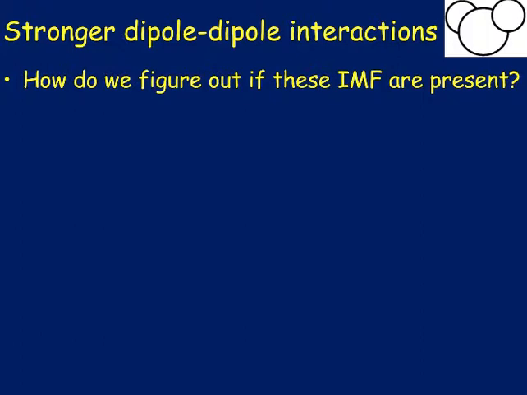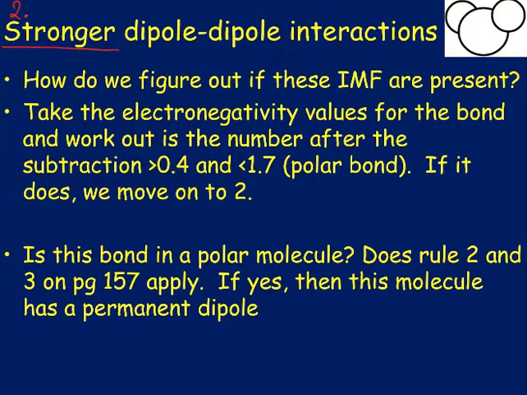So the next intermolecular force is called dipole-dipole interactions, and this gets the descriptor stronger because it's stronger than van der Waals. So how do we figure out if these intermolecular forces are present? The first thing that we do is we take the electronegativity values and we work out the difference, and if the number is between 0.4 and 0.7, there's a good strong possibility that it is going to have stronger dipole-dipole interactions.